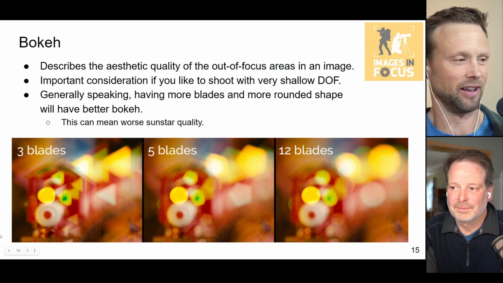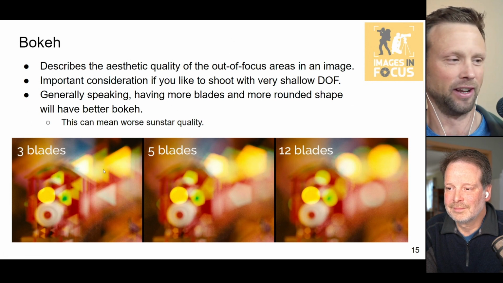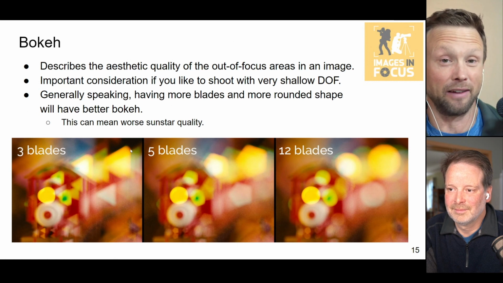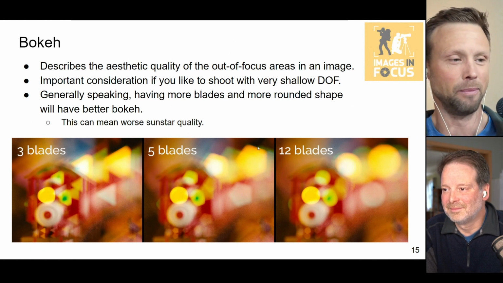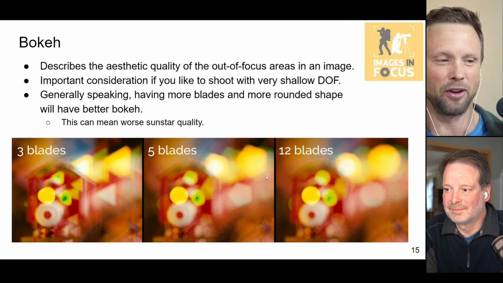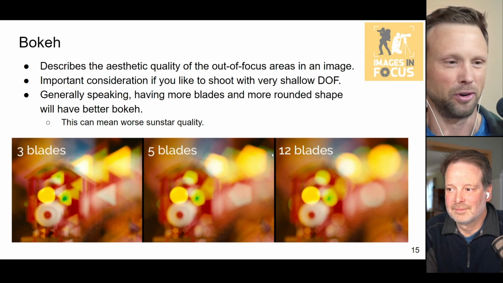And you can see that here in this illustration. With 3 blades, you're going to get this crappy looking triangle bokeh, which, well, maybe you like that for creative effect. If you have 5 blades, this is probably a great lens for a Sunstar, but that out of focus quality is not so attractive.